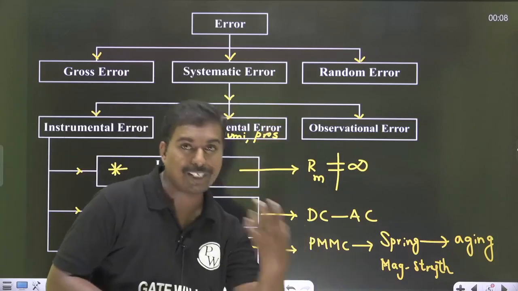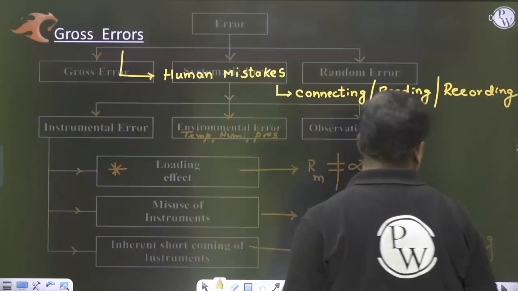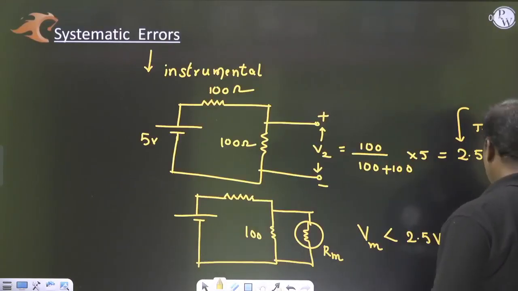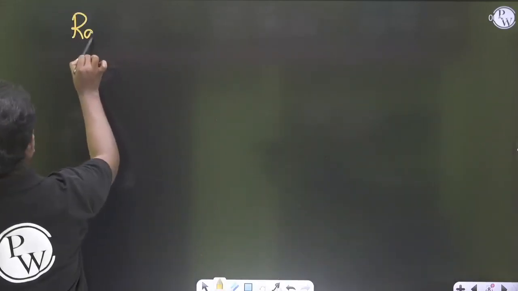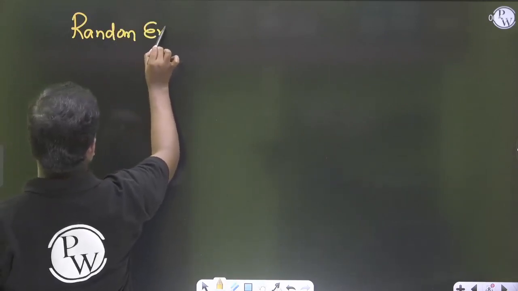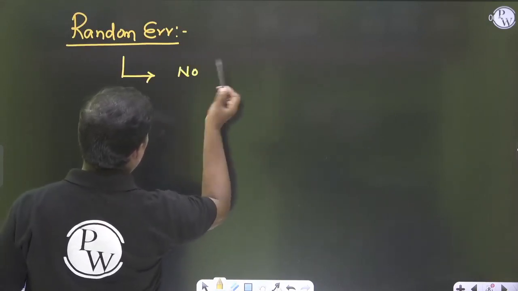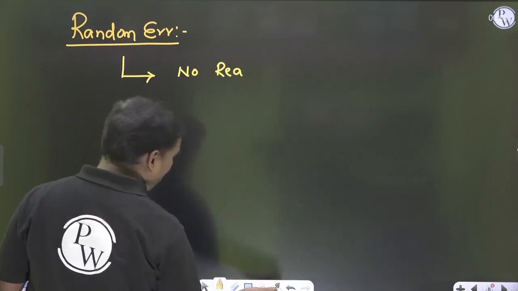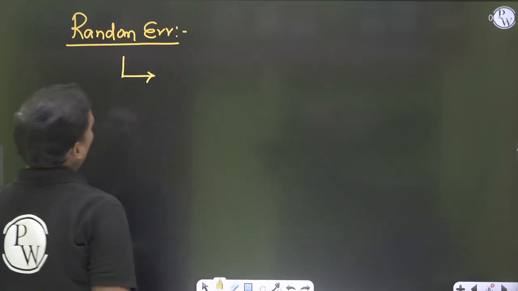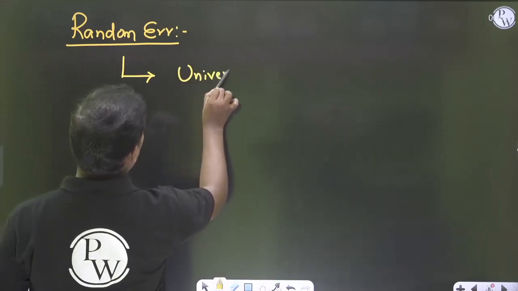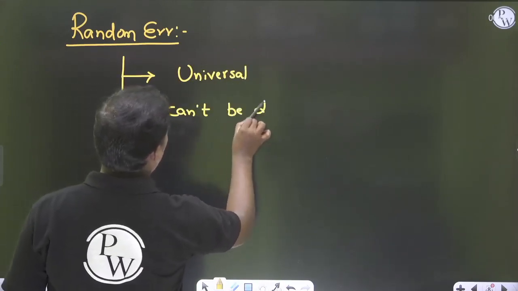Observational errors come from observing the connectivity and the observations. The next important one is the random error. What is random error? Any idea? Random error has no reason. Whatever it may be, you cannot explain the reason. This is what we call a universal error. You cannot define the reason. Very interesting.